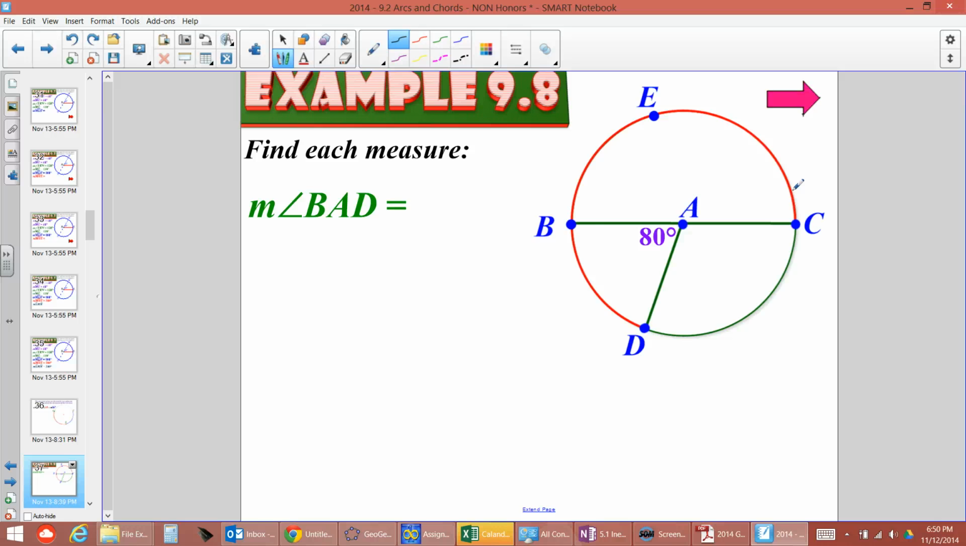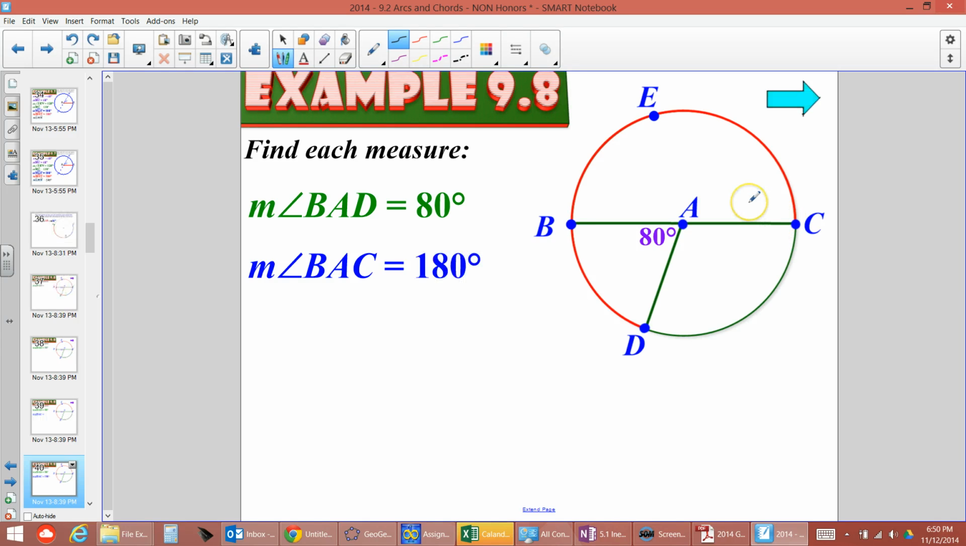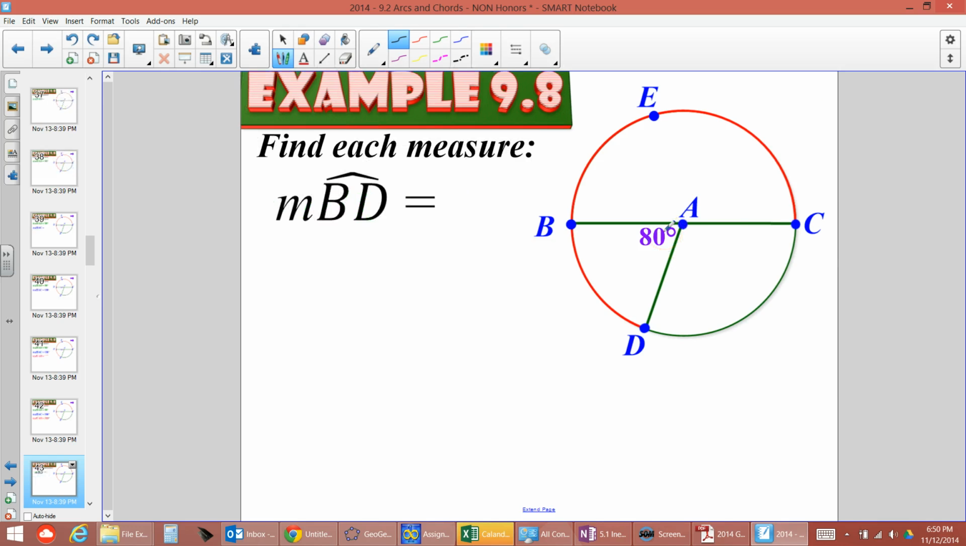Okay, if we find the measure of BAD, that should be 80 degrees. And then it says BAC, well, that's the diameter, so that should be 180 degrees. Measure of angle CAD, well, if this one's 80 and the whole thing's 180, then this side over here has to be 100.